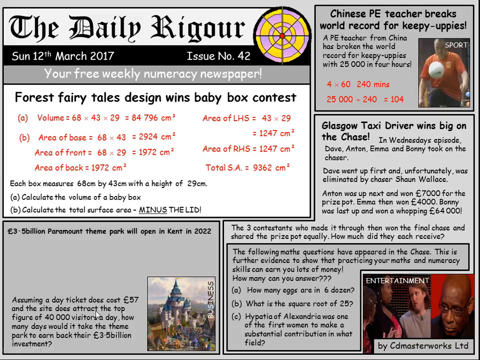So 40,000 visitors, each paying £57, would mean that the theme park would generate a whopping £2,280,000 every day. Then we need to ask ourselves, how many times does this amount of money go into the 3.5 billion investment in the first place? So to put this into the calculator, we'll need to write 3.5 billion out in full. Of course it's 3,500,000,000, and we're going to divide it by 2,280,000, and that's going to give us 1,535.087719 dot dot dot, and that goes on forever.